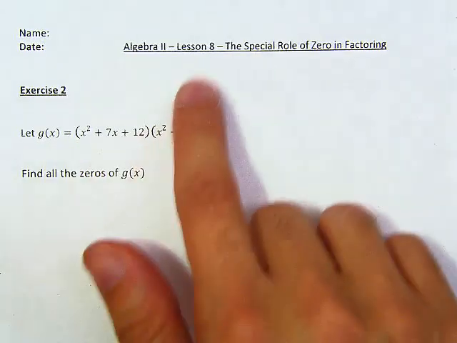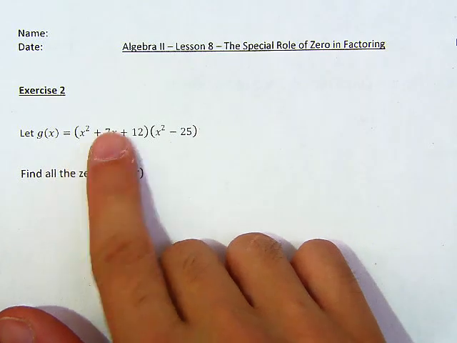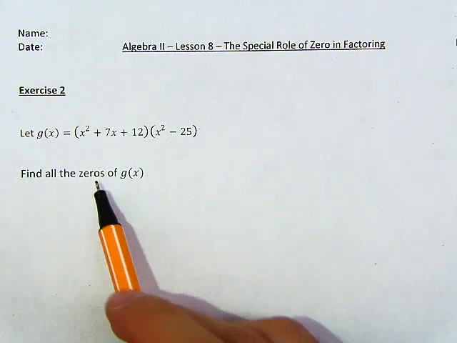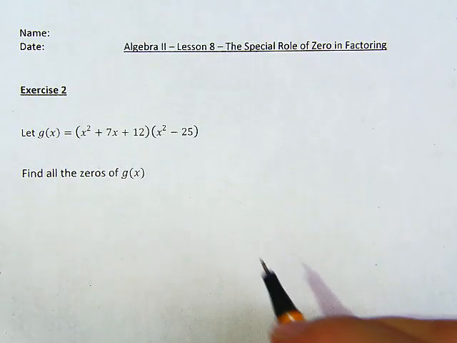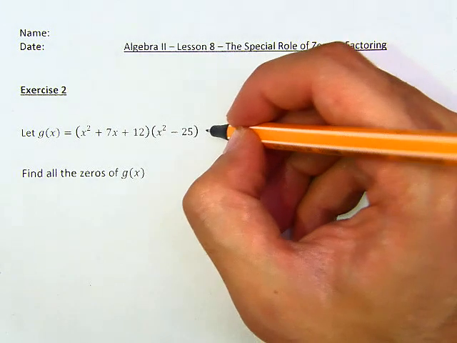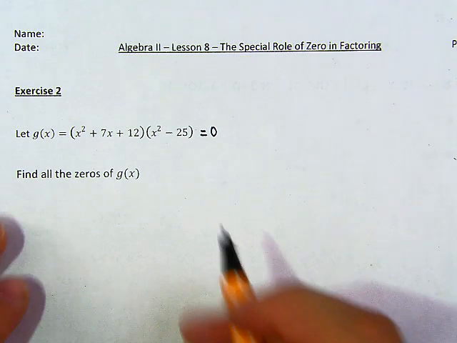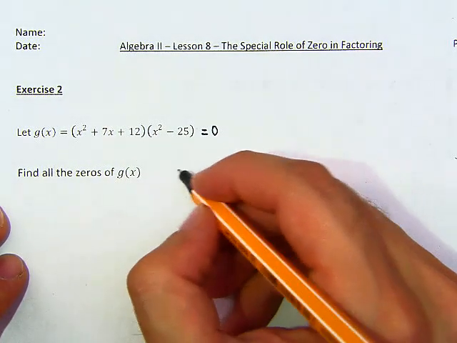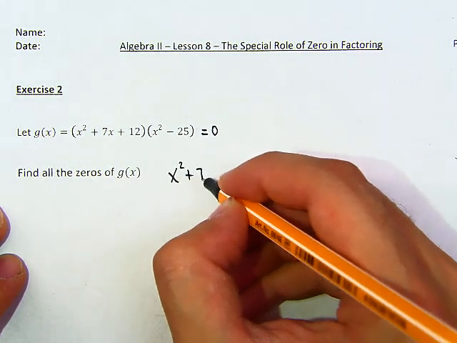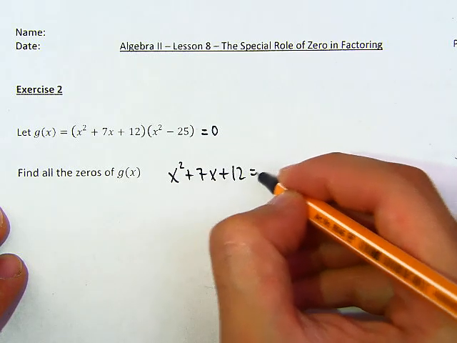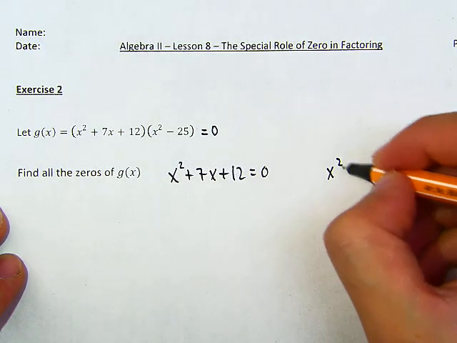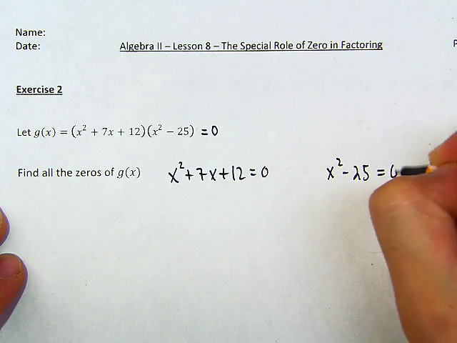For the second part of lesson number 8, let's look at the second page where it says find the zeros of g of x. So the idea is you want to make this thing equal to 0. And what was the thing we learned from last lesson? That you make this guy equal to 0, so it's x squared plus 7x plus 12 equals 0, and the other one is x squared minus 25, and you make it equal to 0.